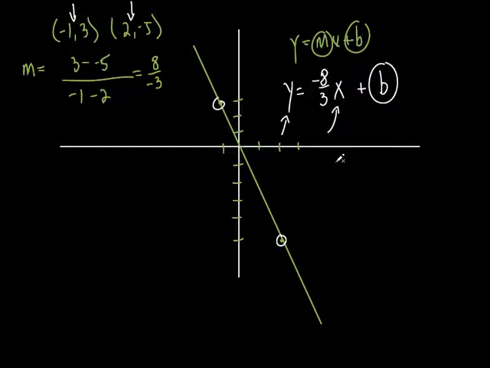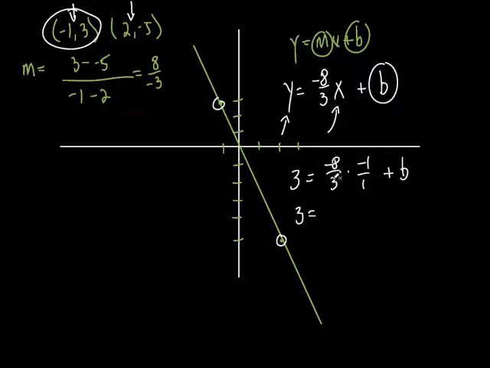So let's see what we can do. If I pick this point right here, which one is my y? It's the 3. So what am I going to put in for y? 3 equals -8/3 times what? I'm going to put a -1 right here, and then plus b. Now we have to do some math and just solve for b. I was thinking ahead. This is going to be a little bit uglier than you would like, but let's do it anyway.